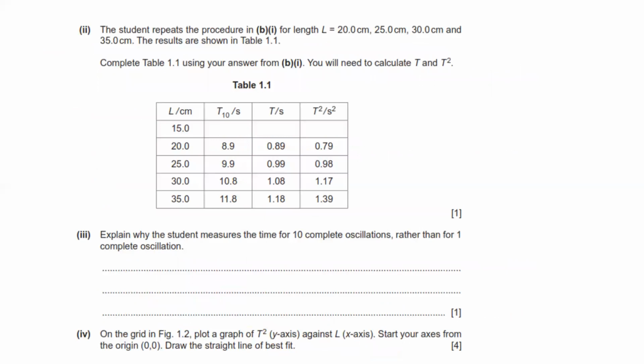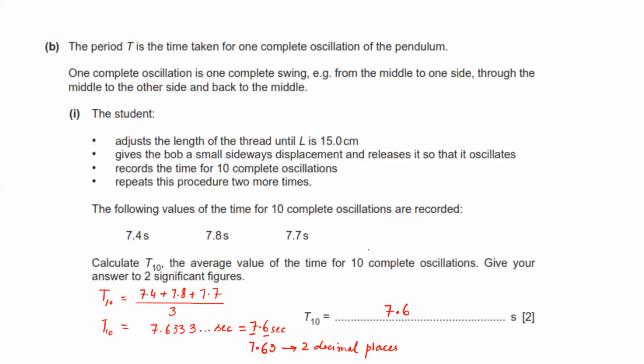Next part, part 2: the student repeats the procedure in B1 for the lengths 20, 25, 30, and 35 centimeters. The results are shown in table 1.1. So the table below shows the results the student has calculated. For 15, the results are these values that he has calculated.